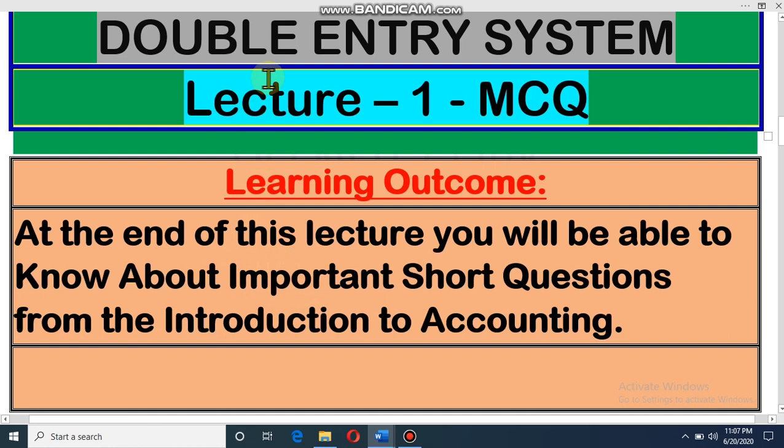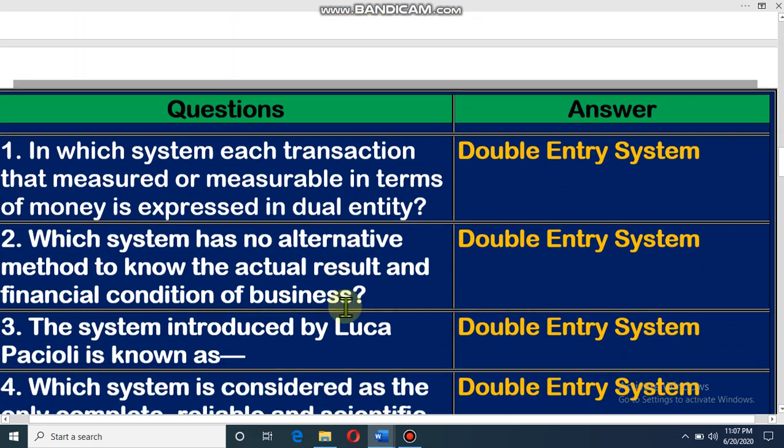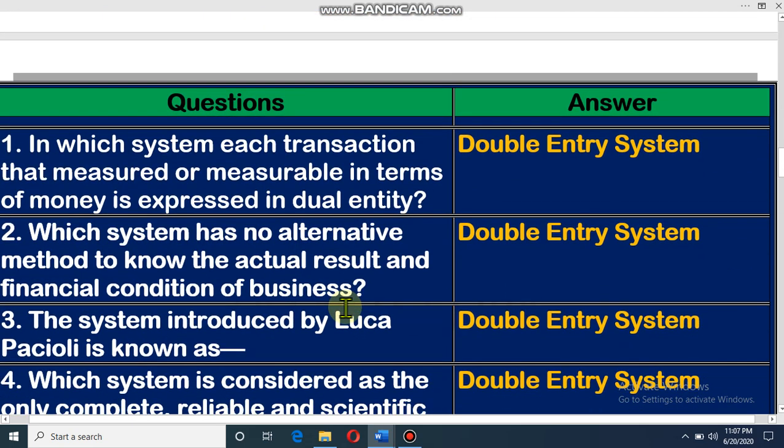Dear student, you know the double entry system is the main system for doing accounting all over the world. In 1494, the renowned mathematician Luca Pacioli discussed the double entry system in his book, Summa de Arithmetica, Geometria, Proportioni et Proportionalita. In that book he wrote a chapter on the double entry system, and from that accounting started. That means the starting year of accounting is 1494.